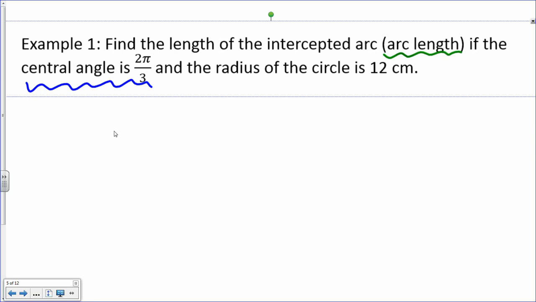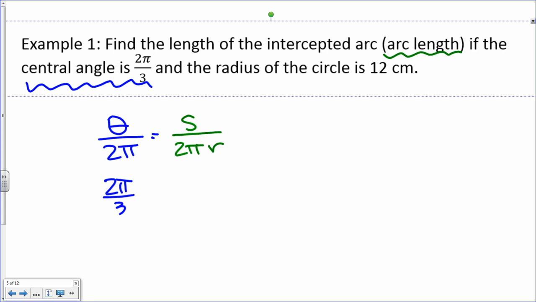So what that means is I'm going to set up the formula that relates those together. So for example here, I was given my central angle in radians, so I need to do theta over 2 pi is equal to your arc length over your total circumference formula. And then we're just going to plug this in. So what I'm going to do is it's going to be 2 pi over 3 is my theta over 2 pi equals s over the 12 is the radius. So I'm going to do 2 pi times 12.